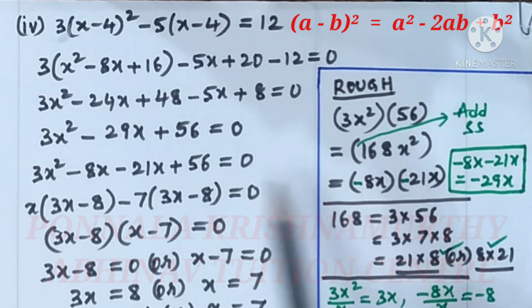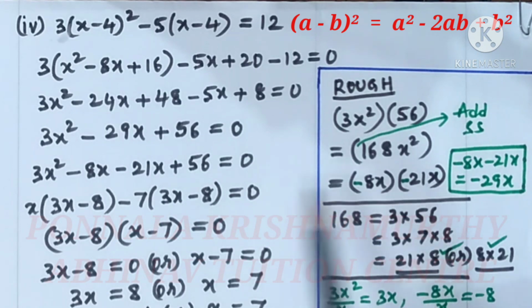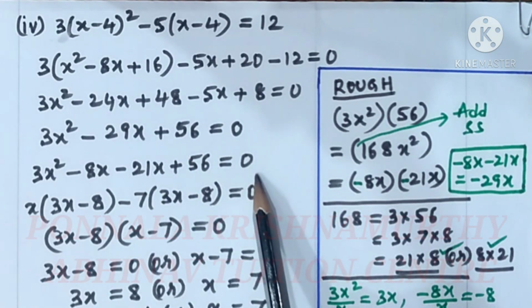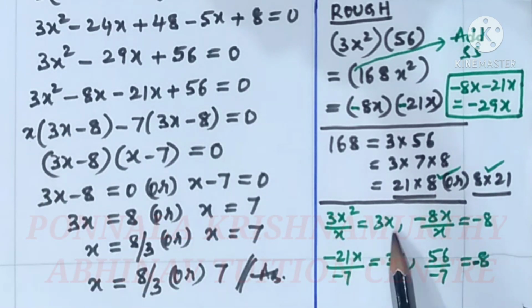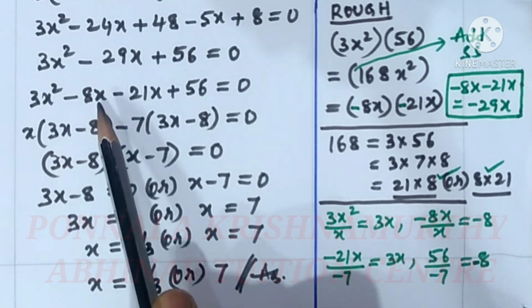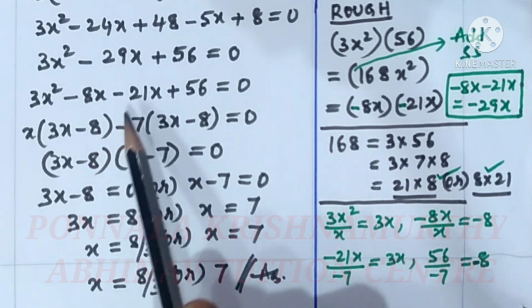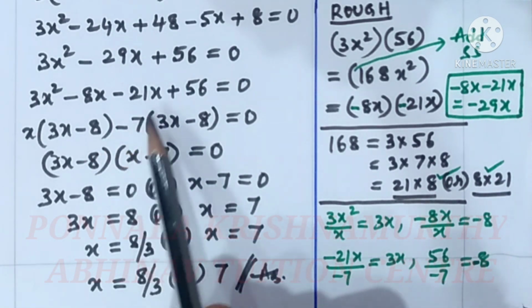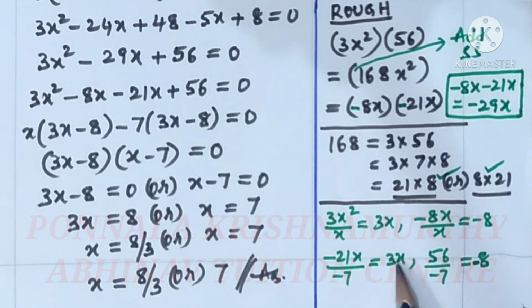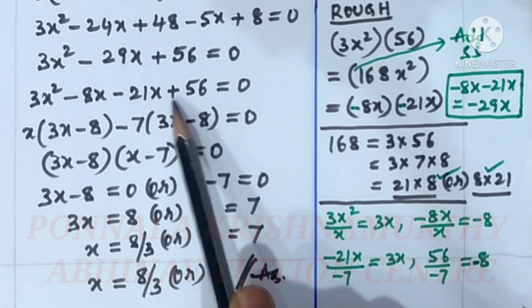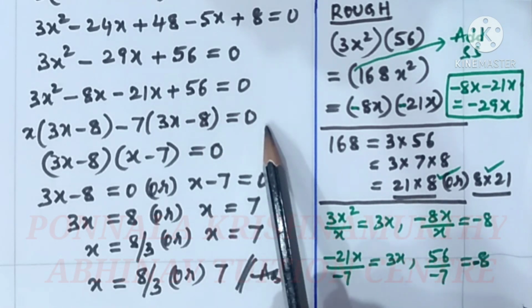Now we should write these two instead of minus 29x. 3x square minus 8x minus 21x plus 56 is equal to 0. From these two, x is common. 3x square by x is 3x. This 3x is here. Minus 8x by x is minus 8. This minus 8 is here. Here we have minus, minus is common. And from these two, 7 is common. Minus 21x by minus 7 is 3x. This 3x is here. Plus 56 by minus 7 is minus 8. This minus 8 is here, equal to 0.